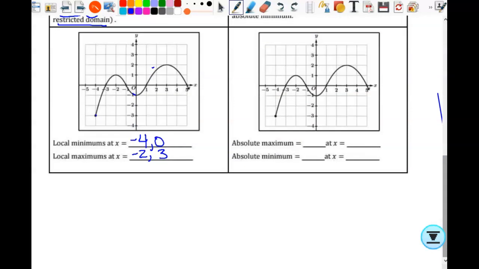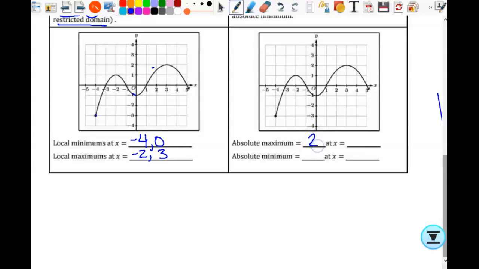So this says here, the absolute maximum equals blank at x equals blank. So the absolute maximum value is the y value. Anytime you're asked for a value of the function, it's always the y value. Where it is, that is at the x value. So the absolute maximum value, what do you think it is?